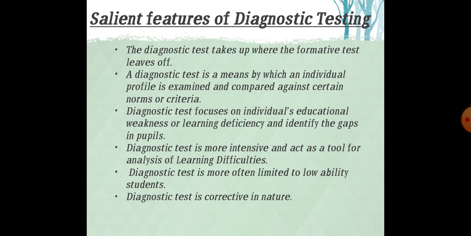In the classroom, there are three types of students: the average learner, the below-average learner, and the high-level learner. So how does the teacher know that? How do we know that it is a below-average learner, if we diagnose or not? So we have some criteria to diagnose the student, to know how much they are learning or not. A diagnostic test is more intensive and acts as a tool for analysis of learning difficulties. In this test, we know the average level, the mental level of the student.